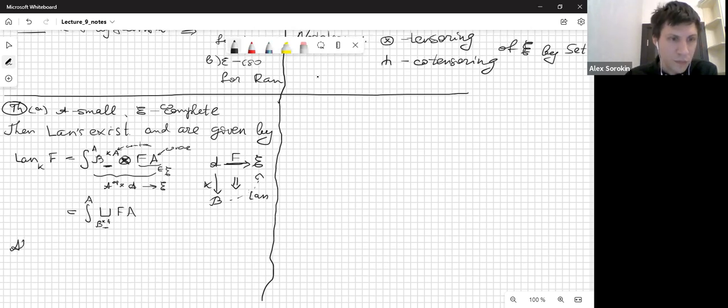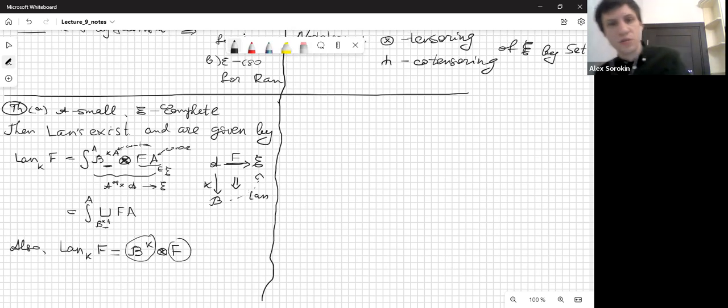Also, I will use some other notation, which is, I would say, more convincing. It is this one. So we are tensoring two functors. First is this functor, second is this functor. One is contravariant in A, another is covariant in A. Okay.